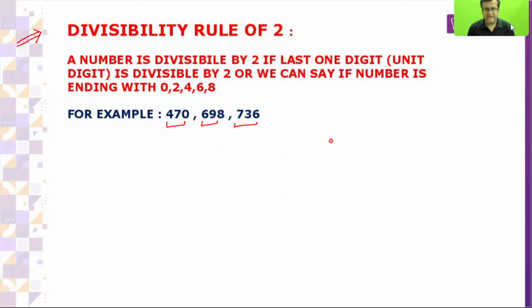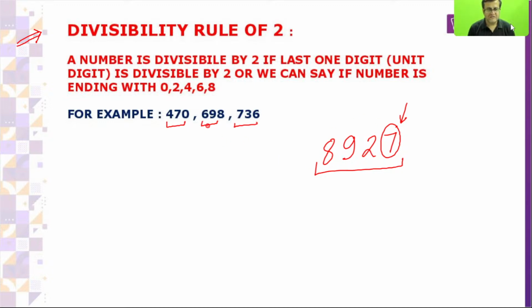So if I give you 8927, is this number divisible by 2? No, this is not divisible by 2. Why not? Because I can see the last digit is odd. This unit digit is not divisible by 2. So the complete number 8927 is not divisible by 2.